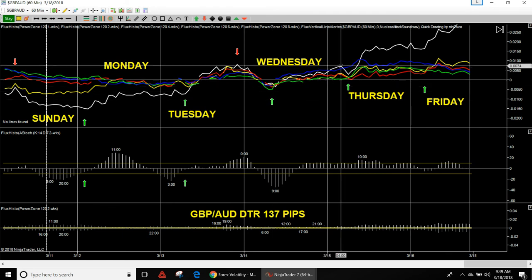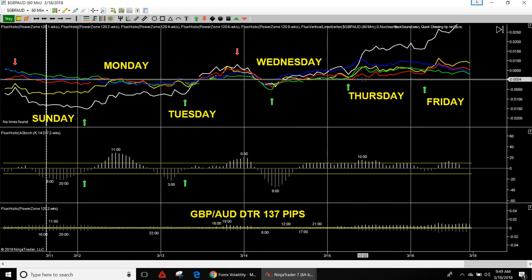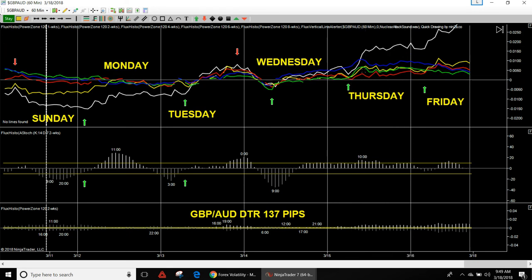Watch for the pullback here at 4 a.m. in the morning until 6 a.m. for a 2-hour pullback, and then boom to the north. Pound Australian dollar for the rest of the week. All right, 137 pip daily trading range.